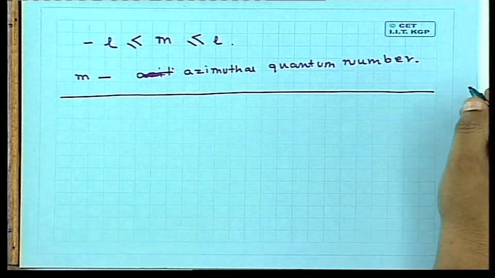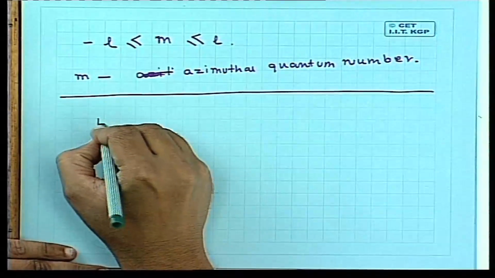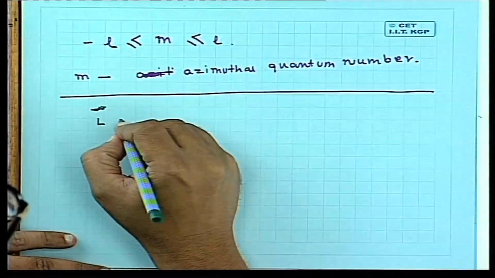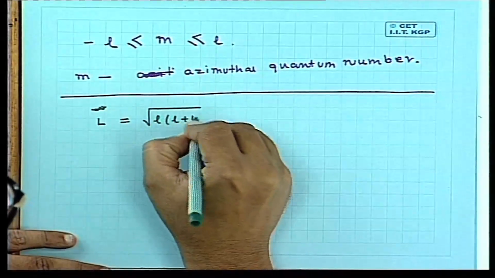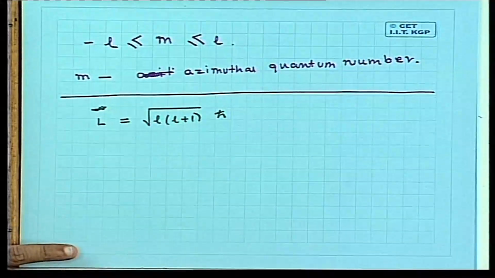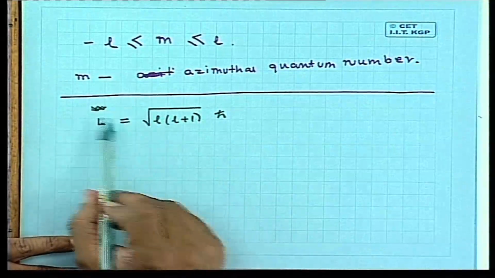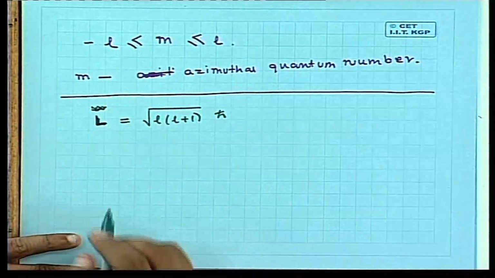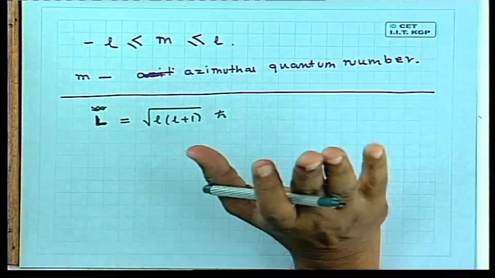Let me just give you a kind of classical interpretation of the whole thing. We can think of the angular momentum vector as a vector of magnitude square root of L into L plus 1 times h cross, and this has several possible z components which run from minus L to L. This is a kind of classical interpretation which is not exactly precise, but it gives you a visual idea of what is going on.